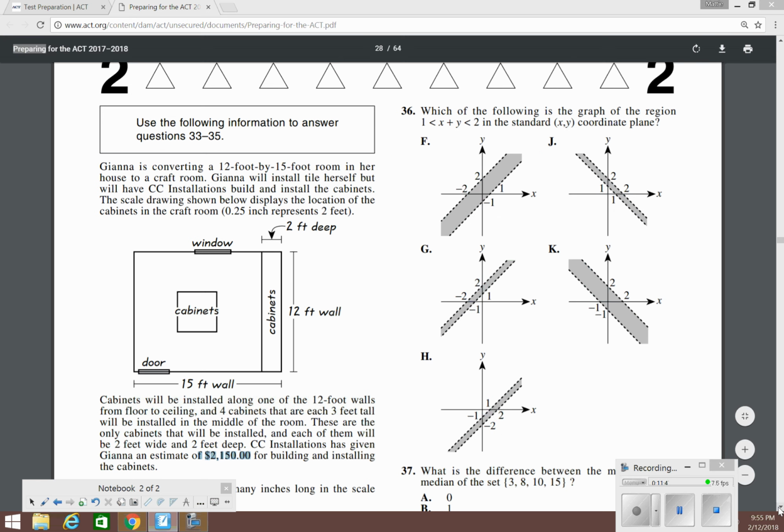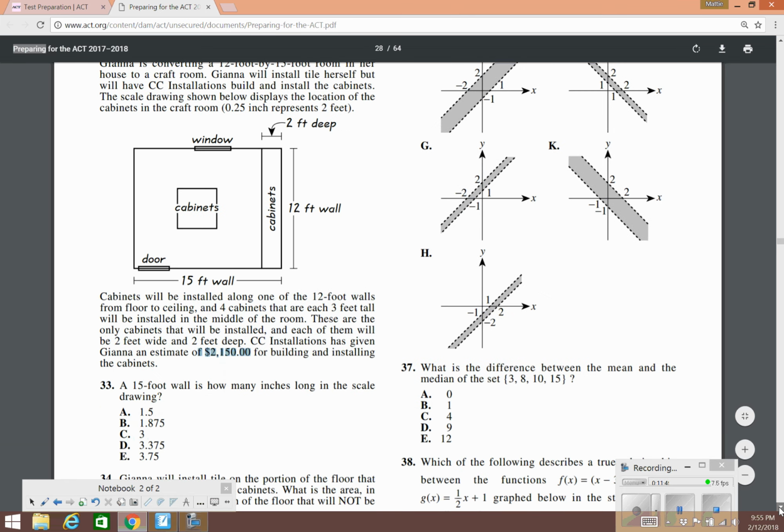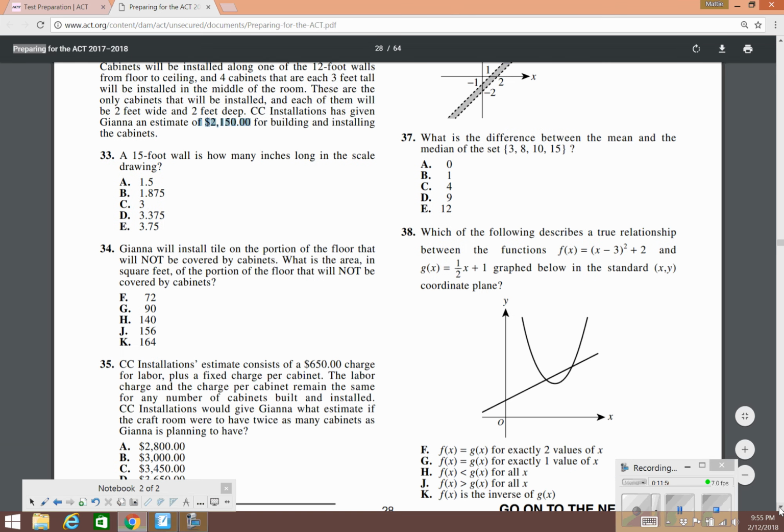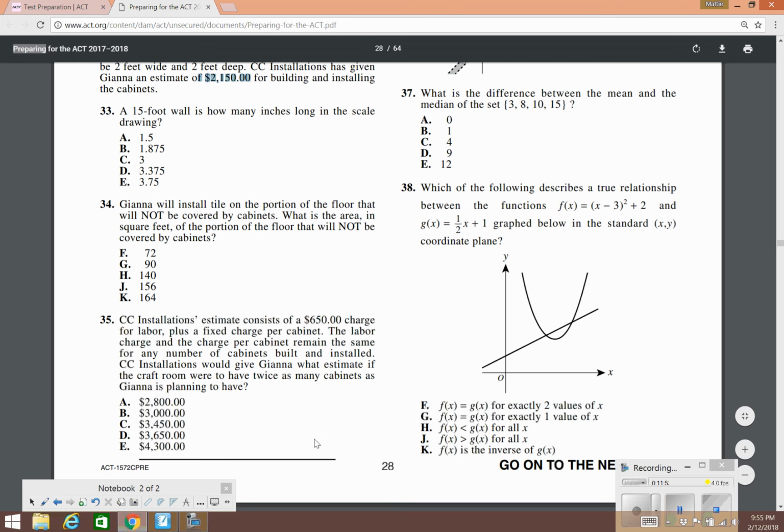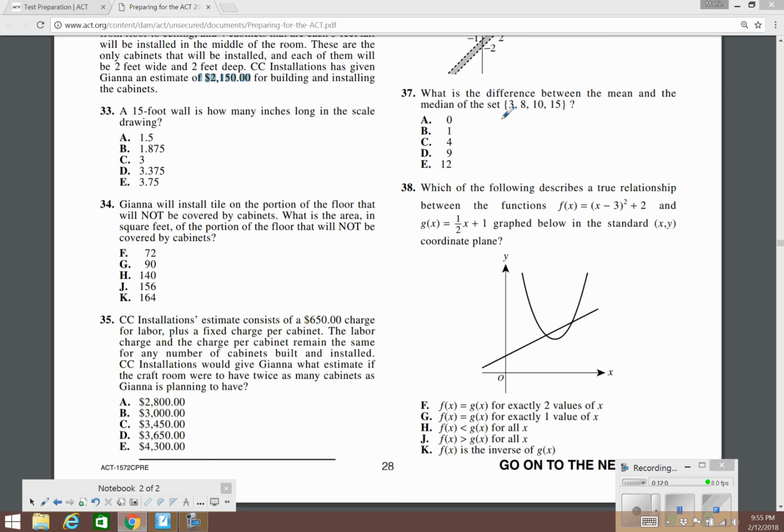Number 37 says, what is the difference between the mean and the median of the set of numbers 3, 8, 10, and 15? Well, before I can find the difference between them, first I need to know the mean and the median. The mean is the average where I'm adding all of them together and then dividing by how many there are, so dividing by 4. If I add those together, 3, 8, 10, and 15, I get 36. If I divide that by 4, I get 9.